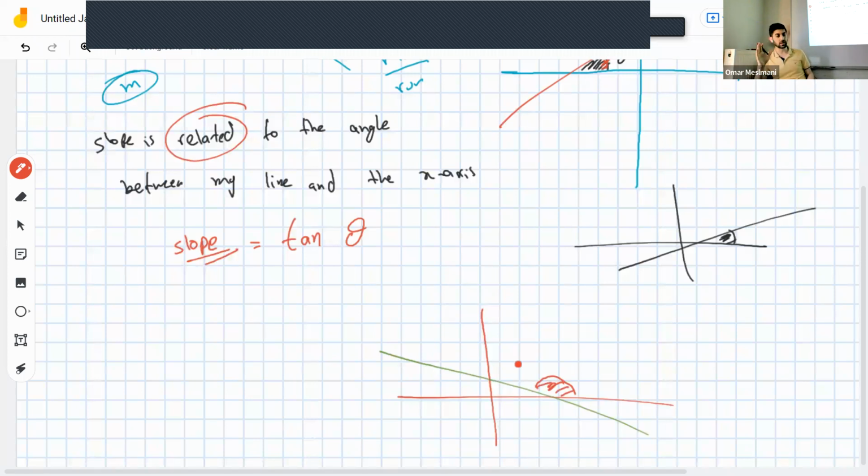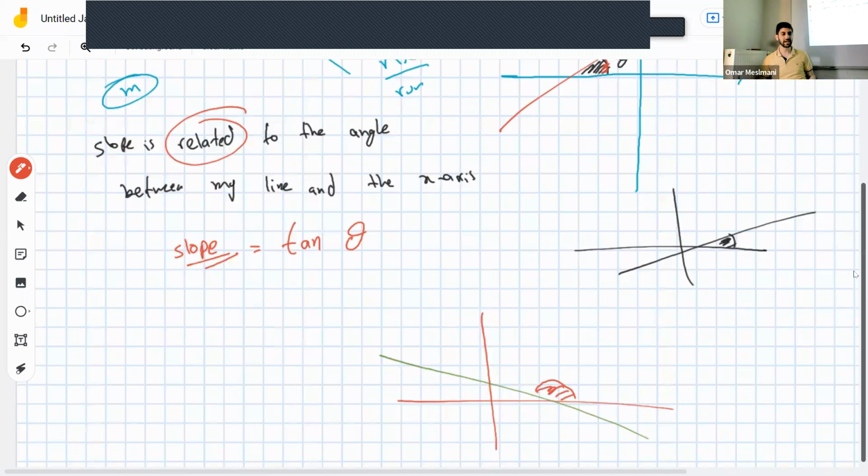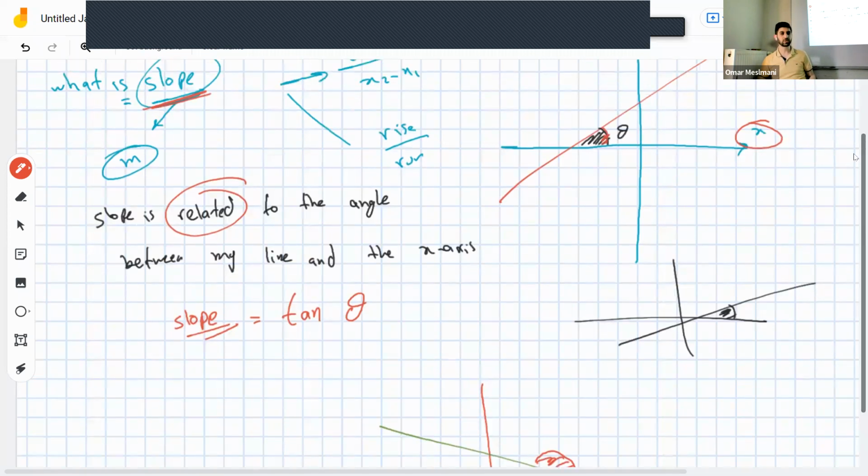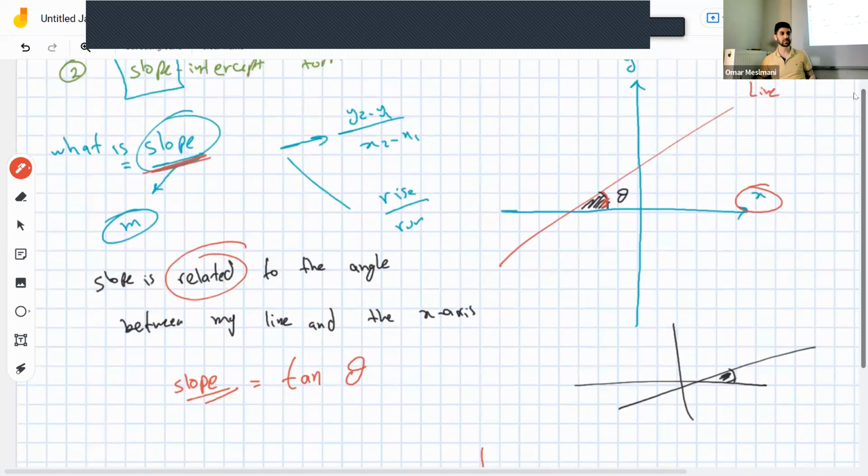But now, are we good with the concept of the slope? Okay, so we have something called the slope, and the slope represents the angle between the x-axis and your line, and it actually represents what? The steepness of the line. Steepness is like how much it has increased or how much it has decreased.